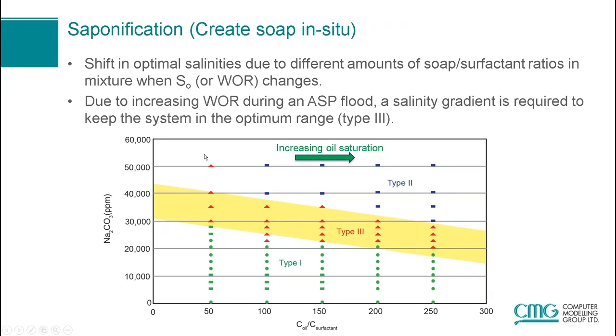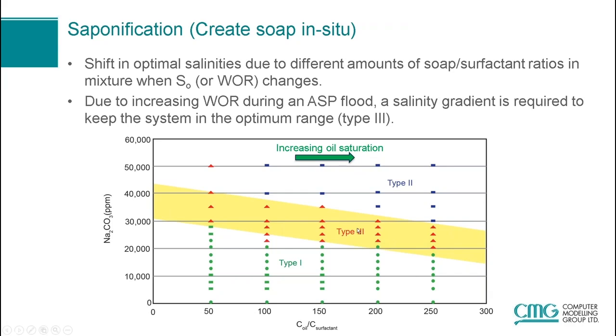Now also what we have on this activity diagram is this yellow zone, which is our type 3 emulsion phase. And that's where we want to be. That's where we get our ultra-low interfacial tensions. We also see that there's this negative slope.